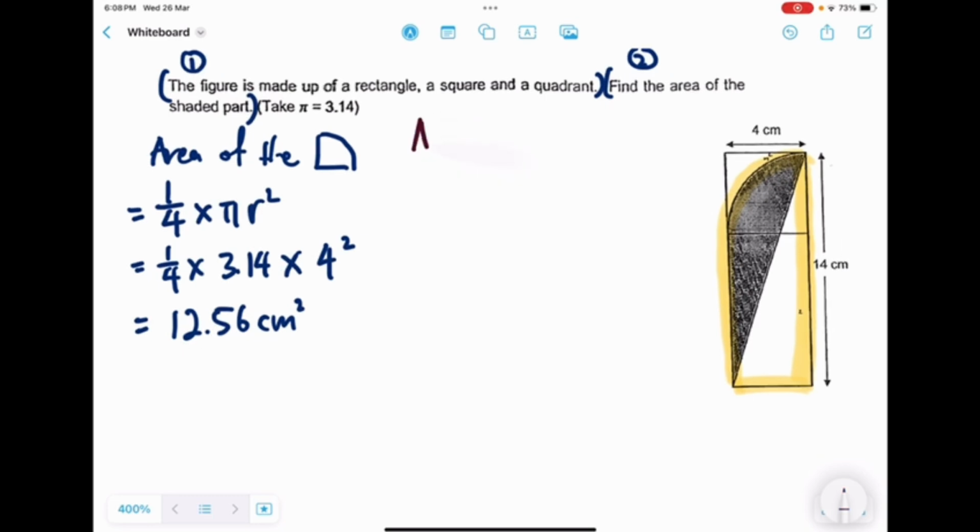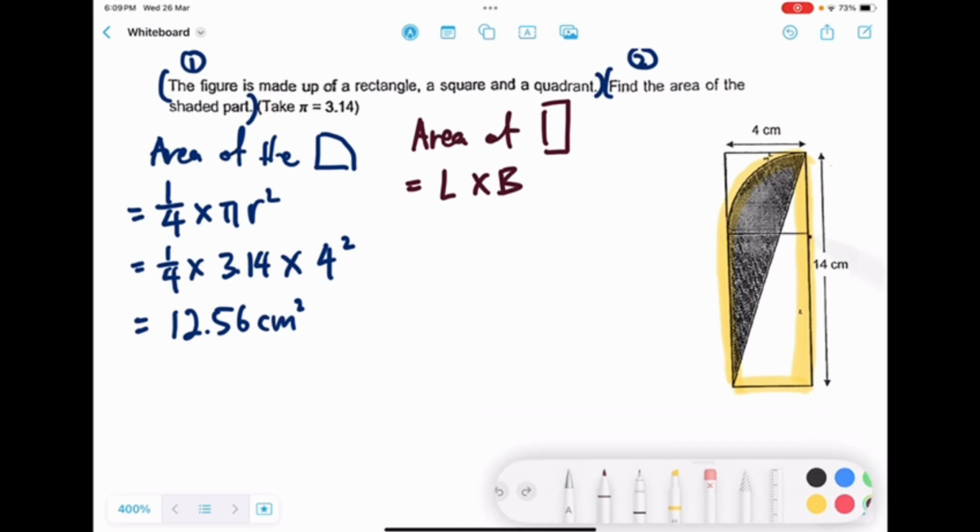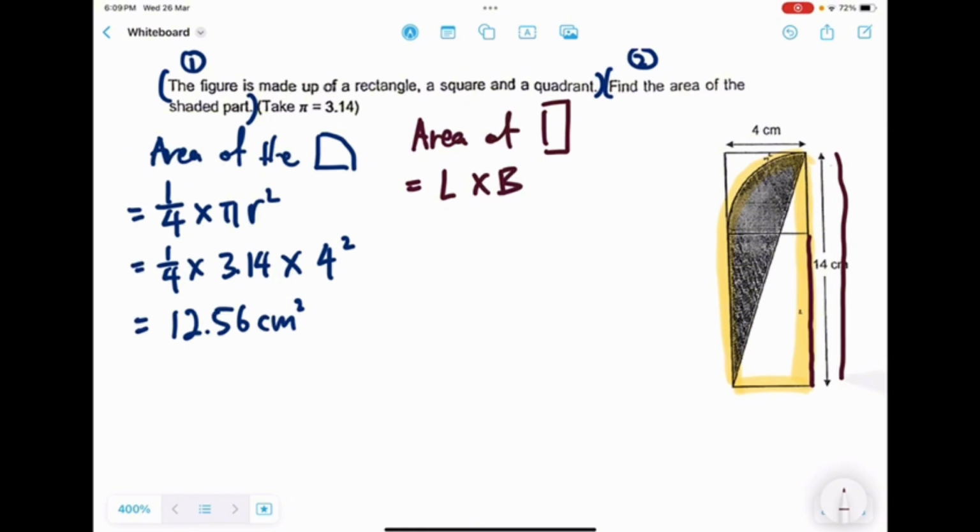Now the next thing I want to do is to find the area of the rectangle. And that would simply be length times breadth. Now what is the length of my rectangle? I can see that the length of the rectangle is this part over here. And if the whole thing is 14 and I know the length of the square is 4, I know that the length of my rectangle is 10 cm. And the breadth is the same as the square, and that would be 4 cm. And the area of my rectangle would simply be 40 cm².